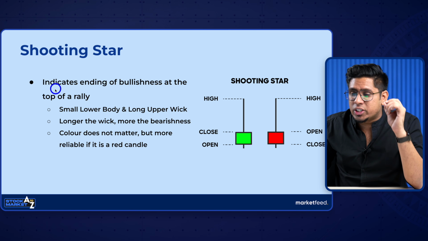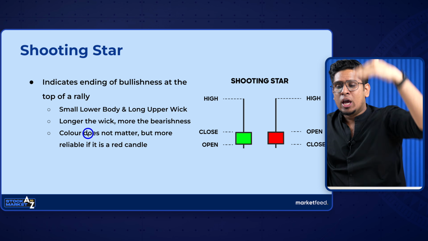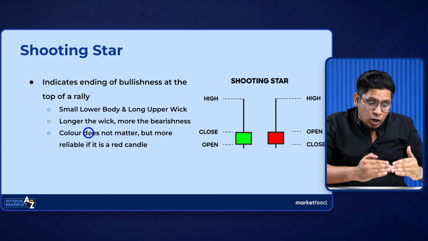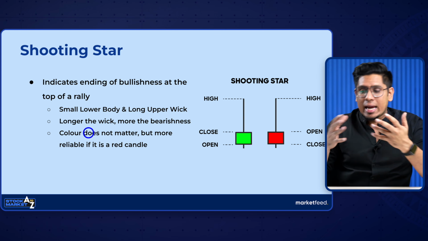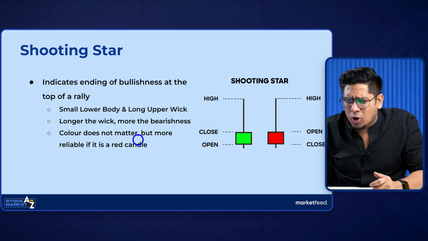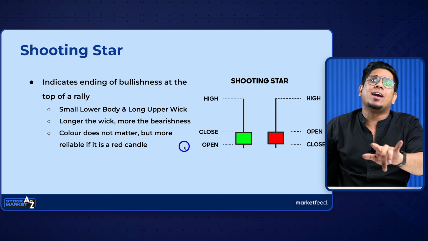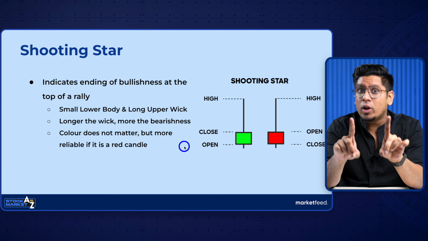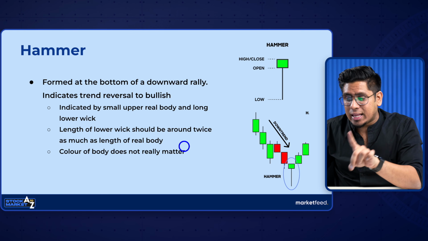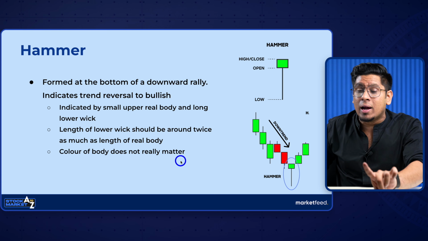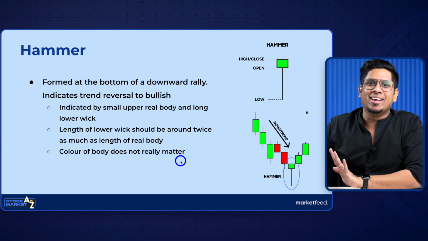Indicates ending of bullishness at the top of a rally, small lower body and long upper wick. Longer the wick, more the bearishness. Right? In a hammer, longer the lower wick, larger the bullishness. In a shooting star, longer the upper wick, more the bearishness. Color does not matter, but more reliable if it is a red candle. Very clear. Just like that in hammer, color of a body does not really matter, but it is more reliable if it is a green candle. Correct?